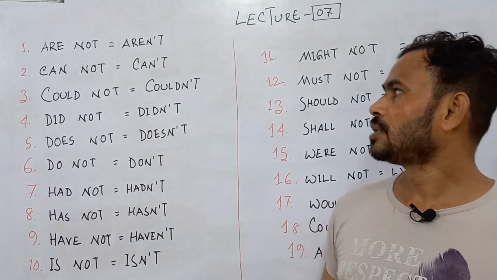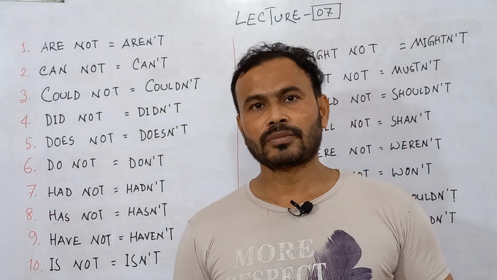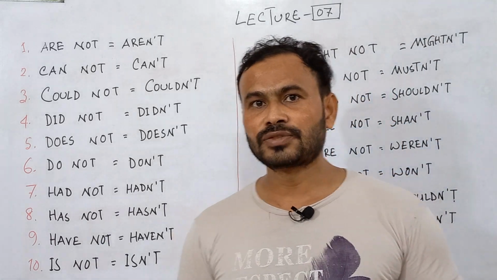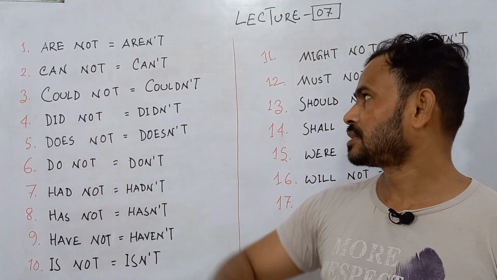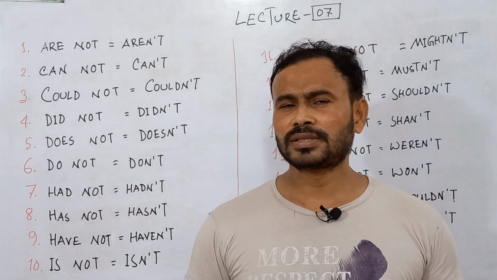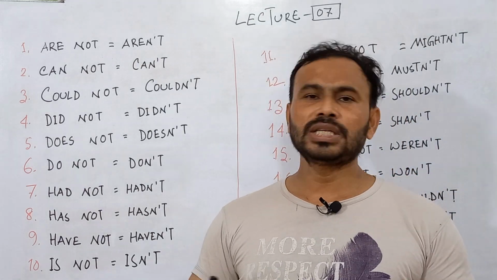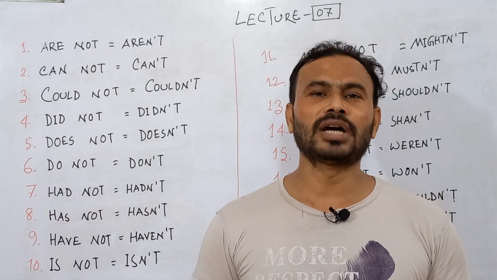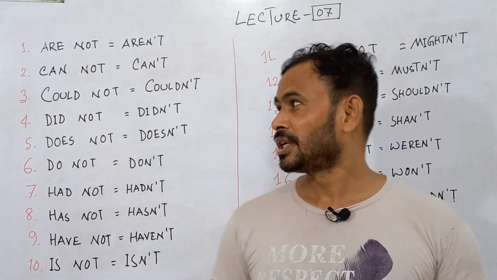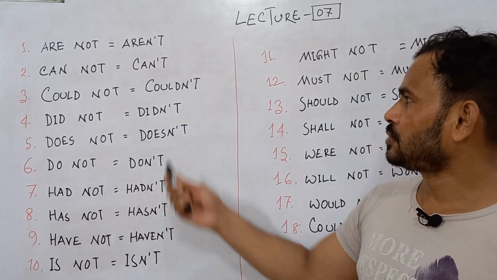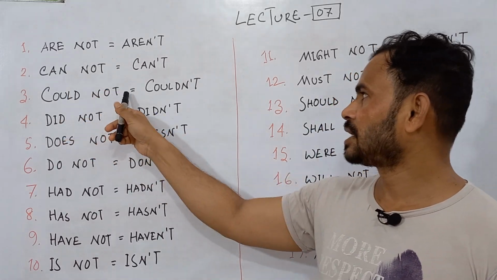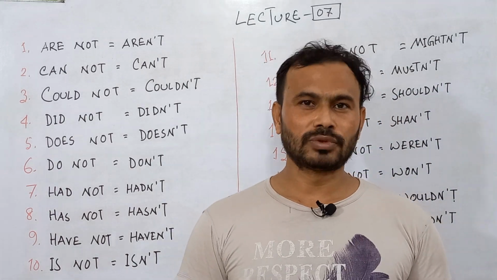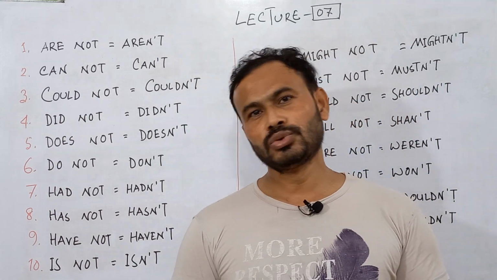Couldn't. Okay. If we say one sentence for could not, the sentence would be: I could not do this work. I could not do this work. So if we use the contracted form of could not, we can say: I couldn't do the work. I couldn't do the work.